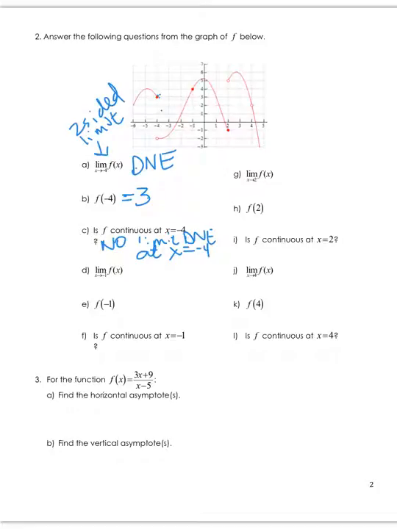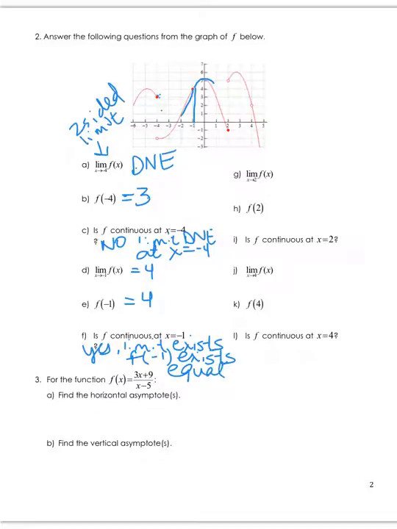Okay, the limit as I approach -1. So as I get closer and closer to -1 from the left, I get closer to 4. From the right, I also get closer to 4, so the limit is 4. F of -1 is 4. So is the function continuous at -1? Yes, because the limit exists, f of -1 exists, and they are equal to each other. So that's the reason, okay?